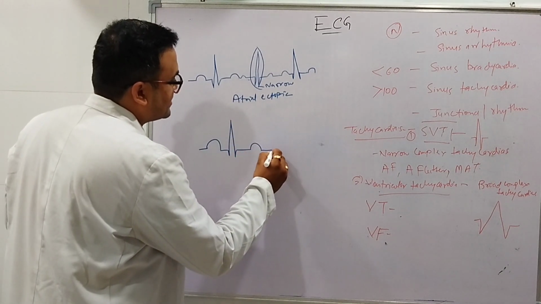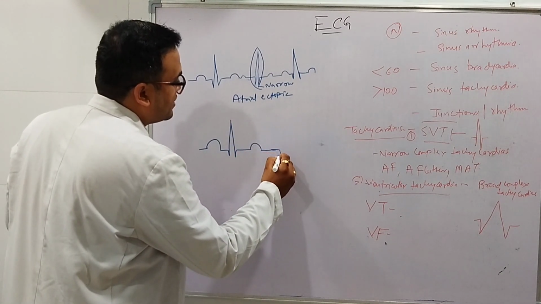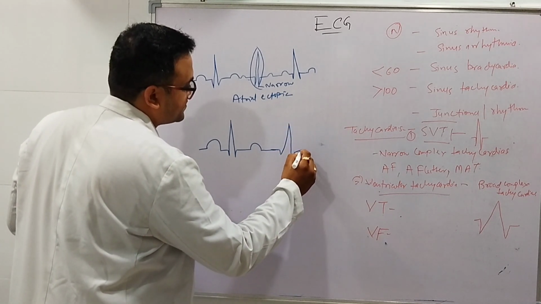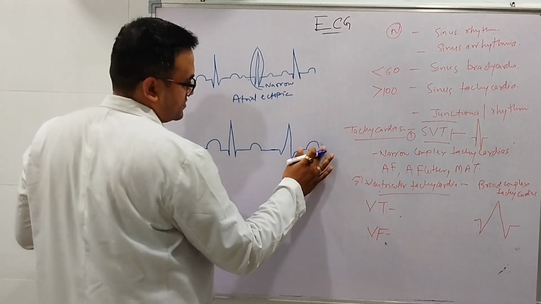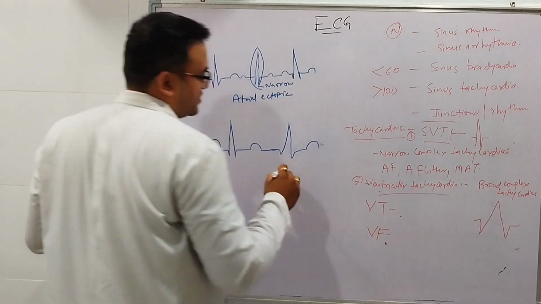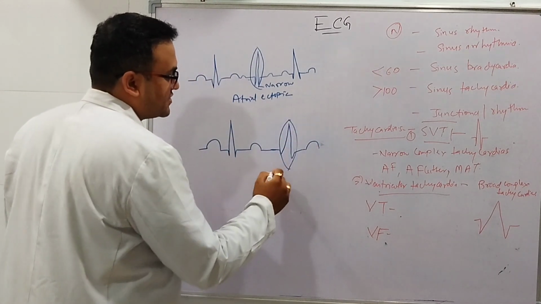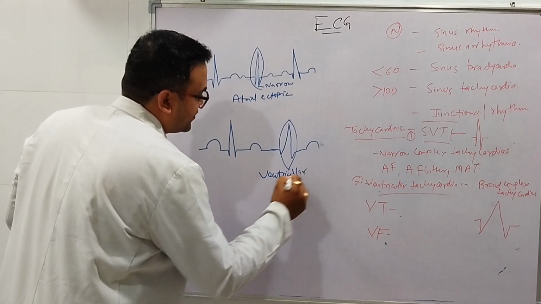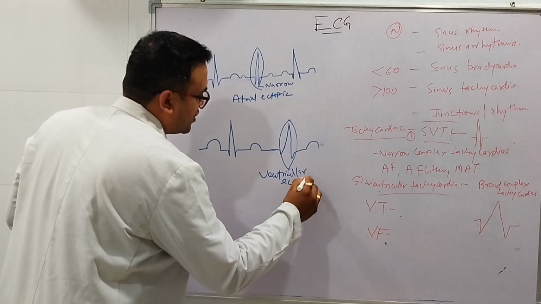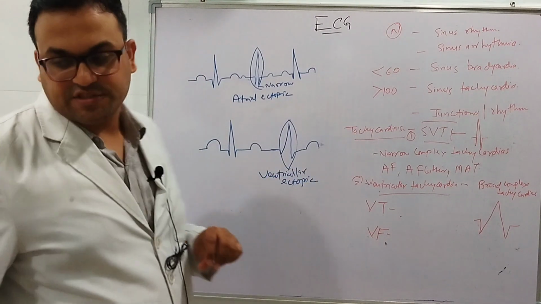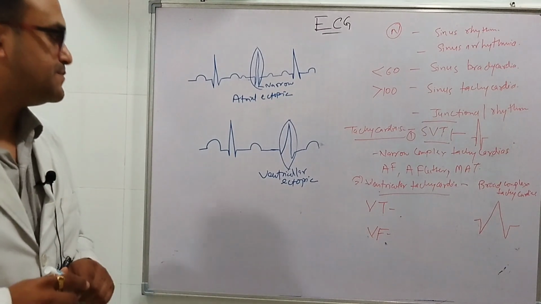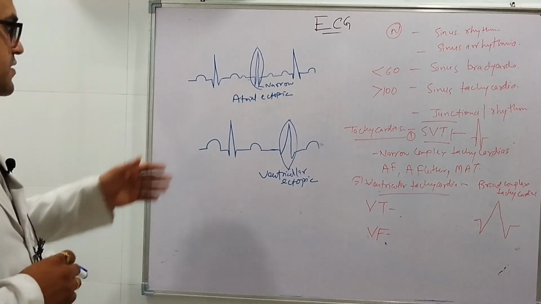If we see there is no P wave, there is a wide QRS, and we see this kind, this is a ventricular ectopic or ventricular extrasystole. So these are the extrasystoles which we can see in ECG.